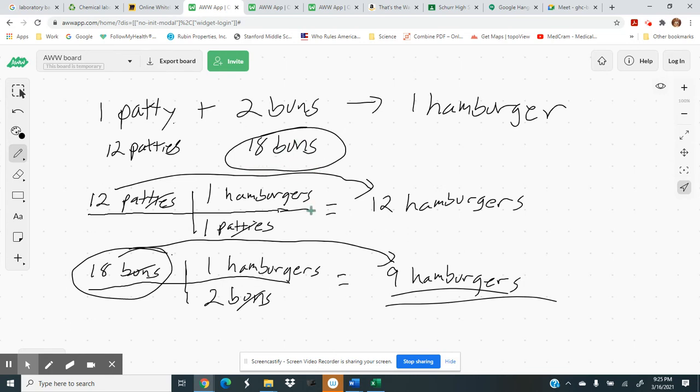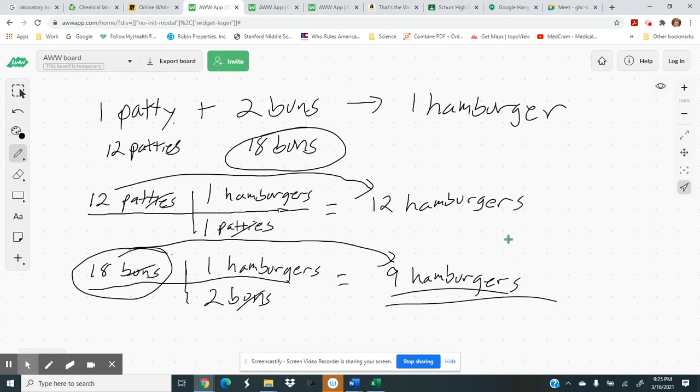It's what limits. The 18 buns are going to run out after 9 hamburgers. So even though we have enough patties for 12 hamburgers, we are going to run out of buns after 9. So that'll be it. We will only use enough patties for 9 hamburgers, which would be 9 patties.